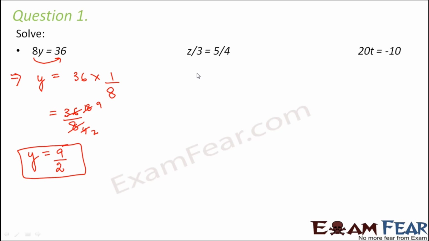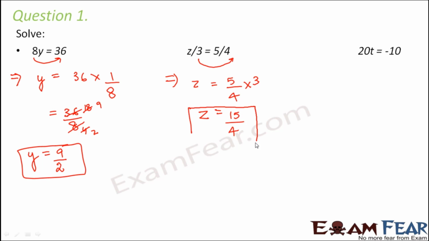The next one is z by 3 is equal to 5 by 4. Here also we will try to move 3 to this side. Here it was divided by 3, so this side it will become multiplied by 3. So this becomes 15 by 4. So z is equal to 15 by 4 would be the solution. Next, 20t is equal to minus 10. What is the meaning of 20t? It basically means 20 into t. Now when you want to move 20 to the right hand side, it becomes divided by 20, so it becomes minus 10 divided by 20. 10 2s are 20. Therefore you can say t is equal to minus 1 by 2.